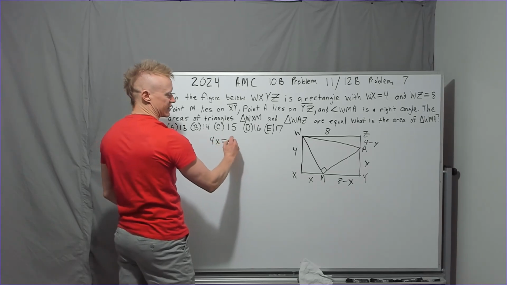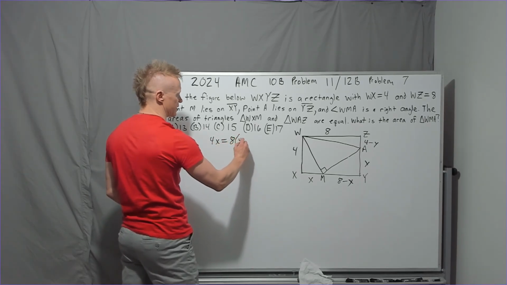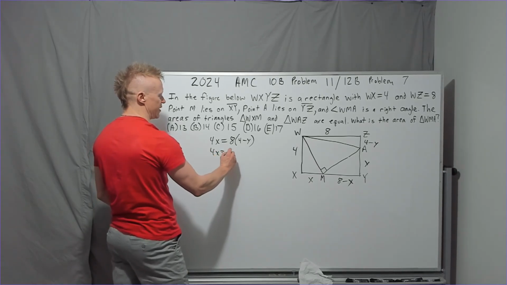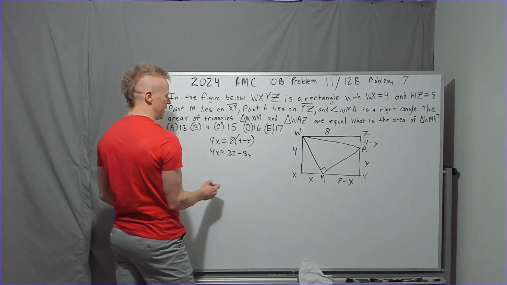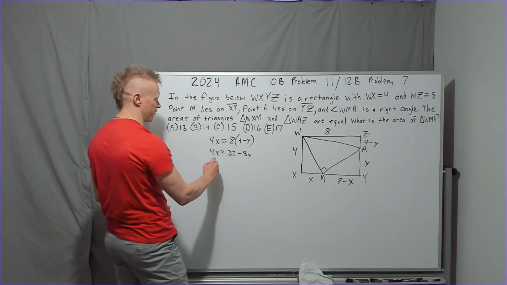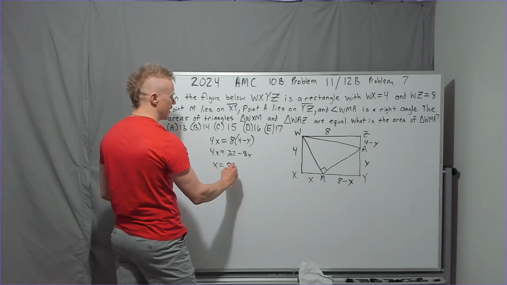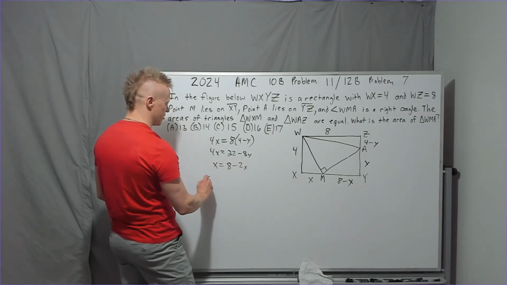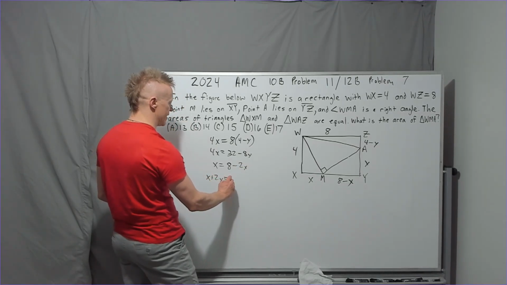So 4x has to equal 8 times 4 minus y. And so you get 4x equals 32 minus 8y. Probably should have just divided by 4 first. That would have been smarter. X equals 8 minus 2y. So x plus 2y equals 8.